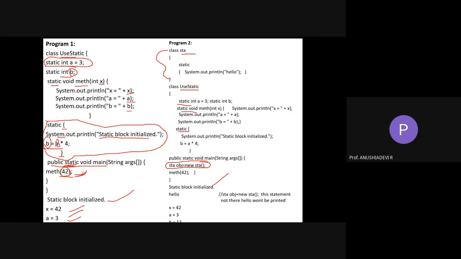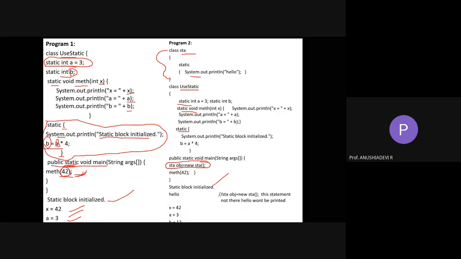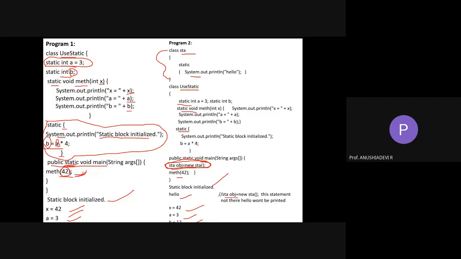First the static block is initialized, and then next actually this static block has to be executed. But the static block is executed only if you are creating an object for that particular class. So that's why hello is printed. And then next I am calling meth42. So then this method is invoked. So now it will print x value was 42, and then a value was 3, and then b value was 12. So here, if I have not created the object within that class STA, then that class's static block won't be executed.